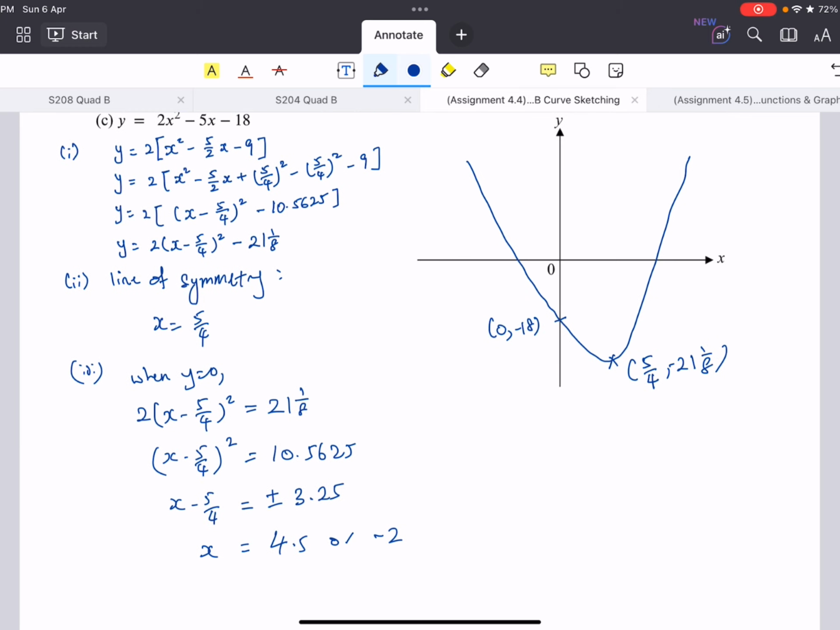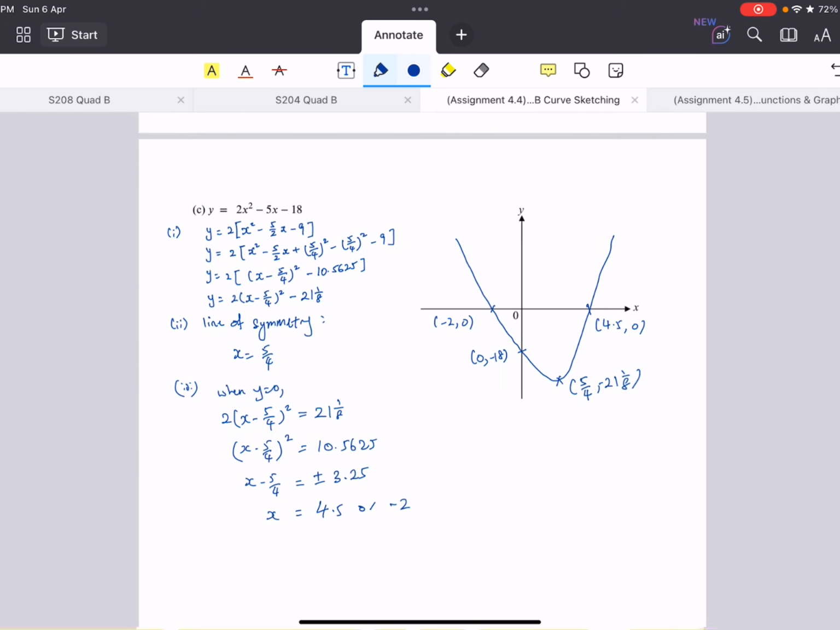Okay, so we got that. Over here will be 4.5. Over here will be negative 2. Right, yeah, that's what I got.